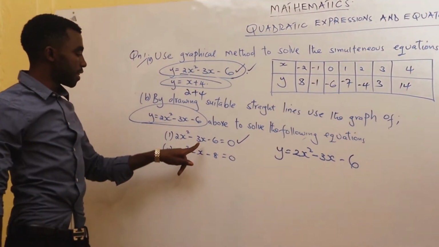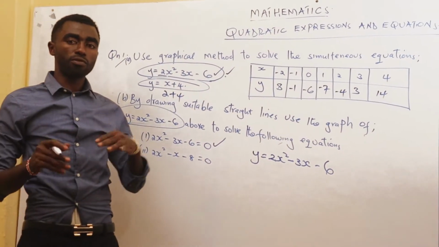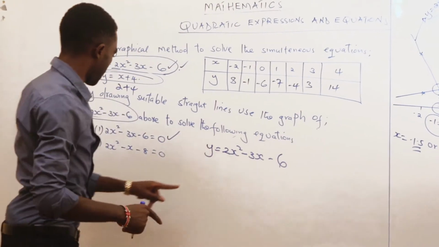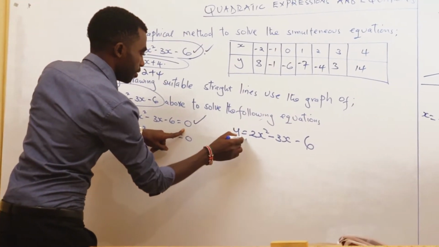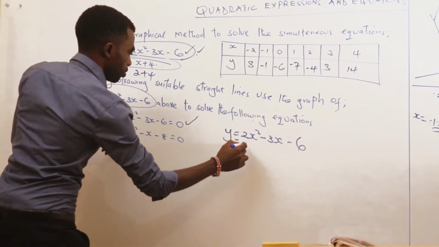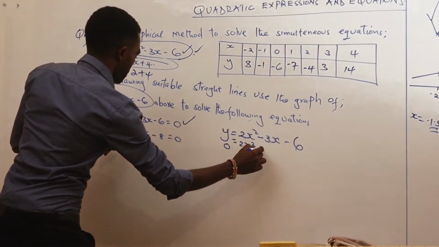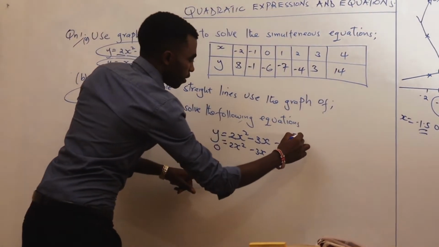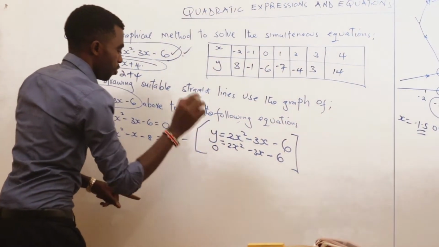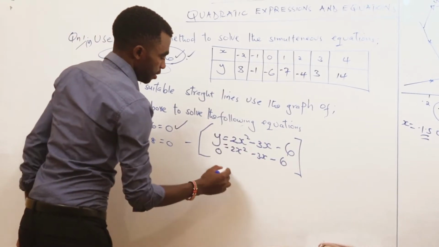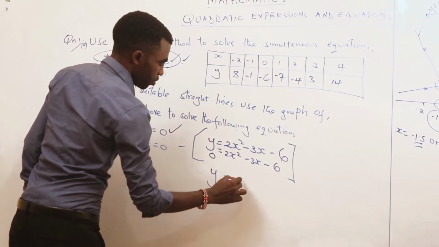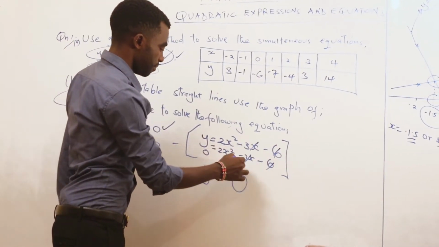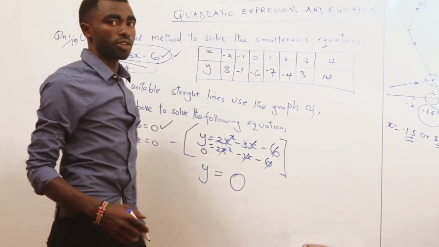So what you do, you get this equation and then you rearrange it in the form of y is equal to mx plus c, the linear equation. So you arrange it here: 0 will be there, then this will be 2x squared minus 3x minus 6. So when you subtract, you're going to get y is equal to 0, but everything here will cancel. So y is equal to 0.